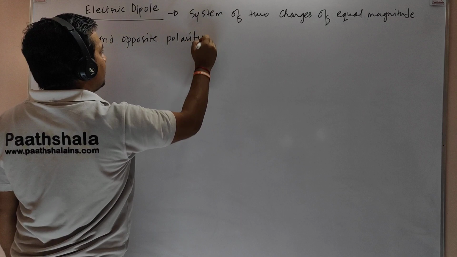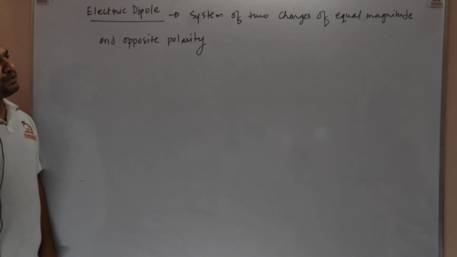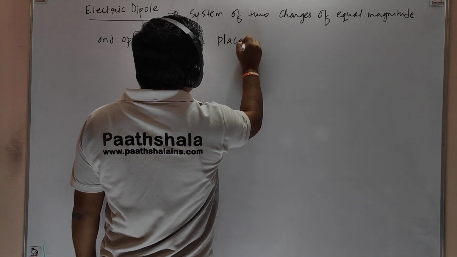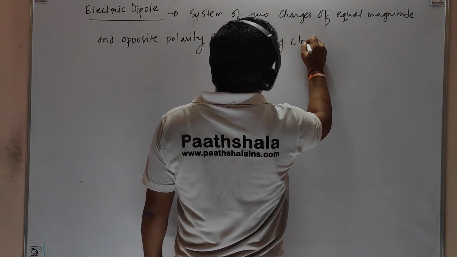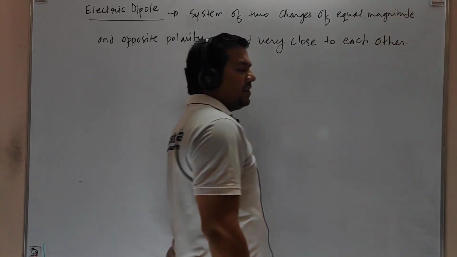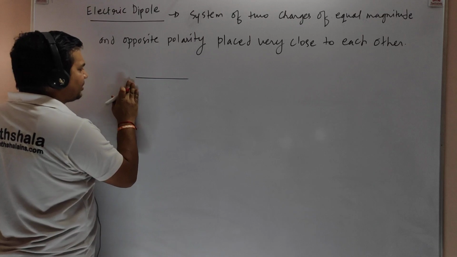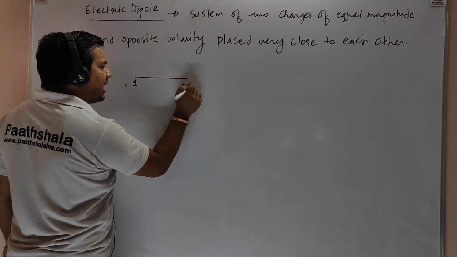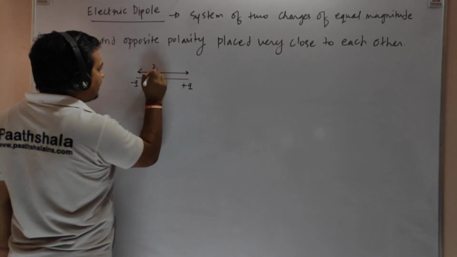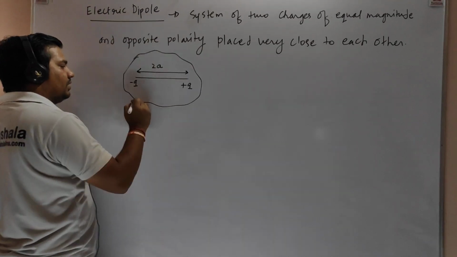Okay, a dipole is a system of two charges of equal magnitude and opposite polarity placed very close to each other. This is called a dipole. So suppose you have a minus q charge and a plus q charge kept at a distance, suppose 2a. Let's assume this distance is 2a. So this system is known as an electric dipole.